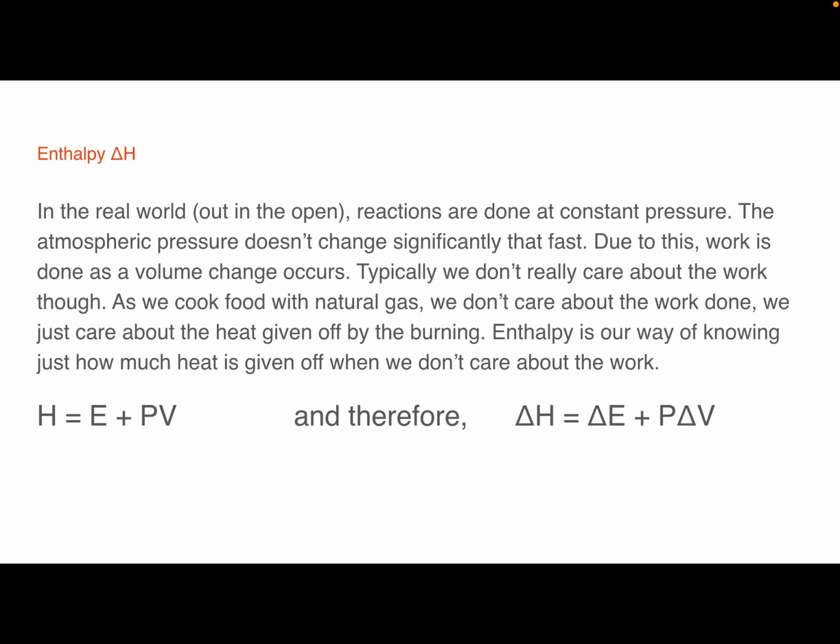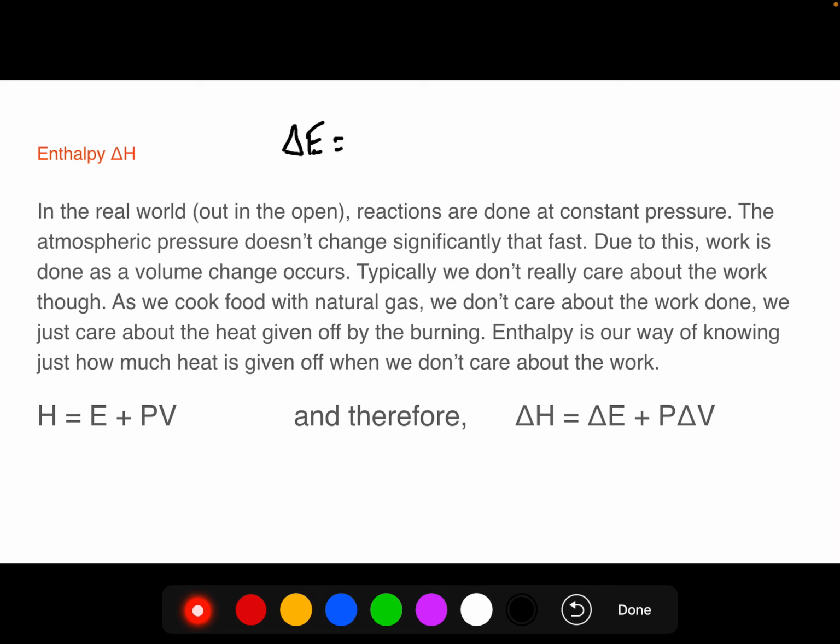Alright, so here's the thing. In the real world, we don't do everything in bomb calorimeters. We do things in an open lab, and so most of the time what we're actually interested in is the heat part of internal energy. We're not so much interested in the work. So when we have delta E equals Q plus W, when we can, we'll use them both, but if we're just doing a chemical reaction back in lab, the Q part is all that's going to matter. The work is going to be done, but it's not really going to matter to us that much.